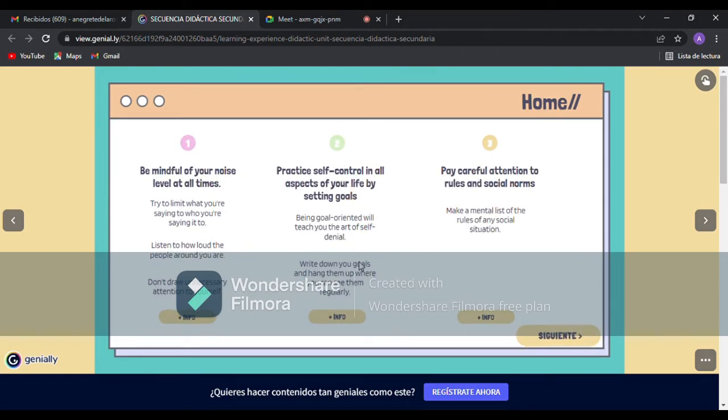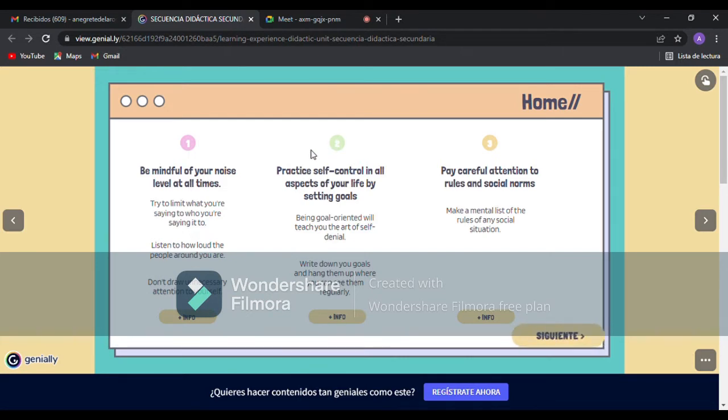To learn how to behave in common social situations, the following should be taken into account. Number 1. Be mindful of your noise level at all times. Pay careful attention to rules and social norms. Think about the language you use and who you're saying it to. Listen to how other people are behaving. Don't draw unnecessary attention to yourself.